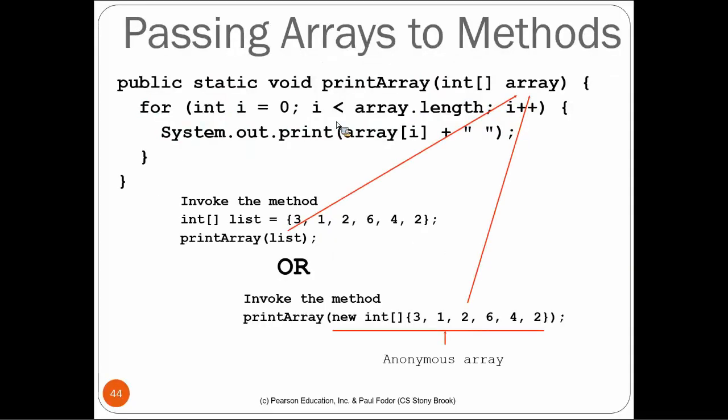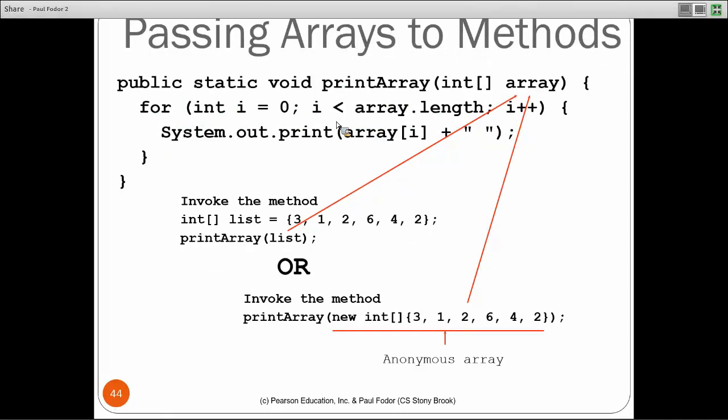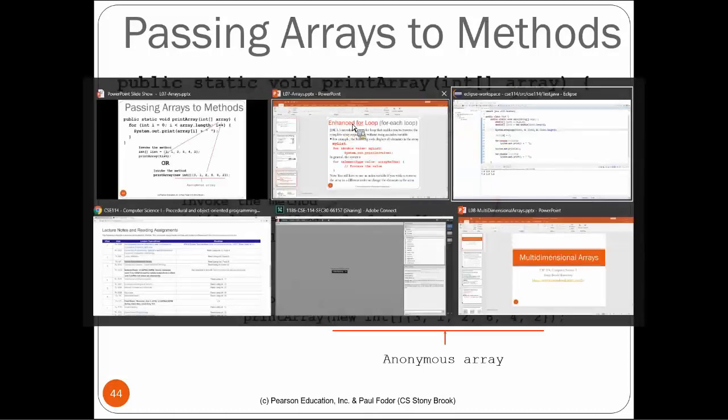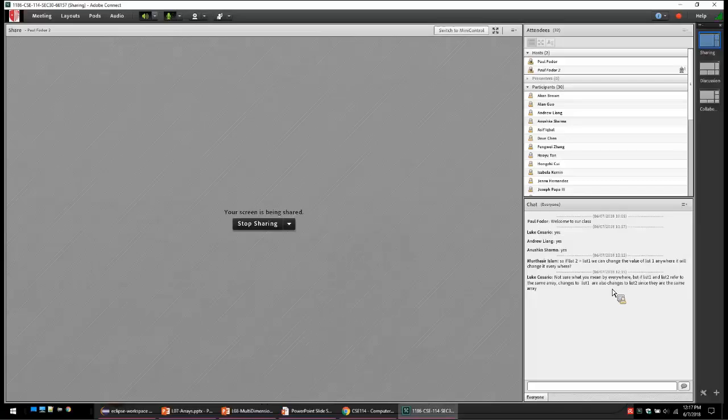So let's talk about the issue of passing arrays to methods. Passing arrays to methods, in fact, passes arrays in the same way that you do assignment of lists from one list to another. But I see that there are questions on the chat, so let's respond to those questions.